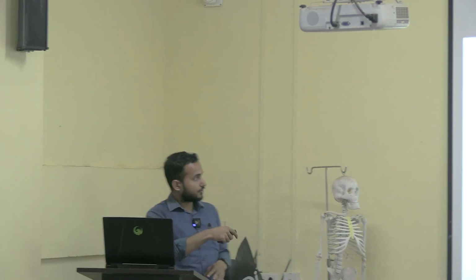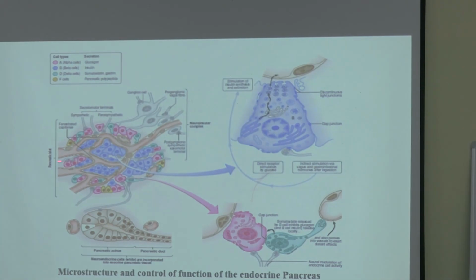So this is a very beautiful 3D diagram where you can see this is the pancreatic islet where different types of cells are there. You can see the cell junction also. After that you can see the neuroinsular complex also.